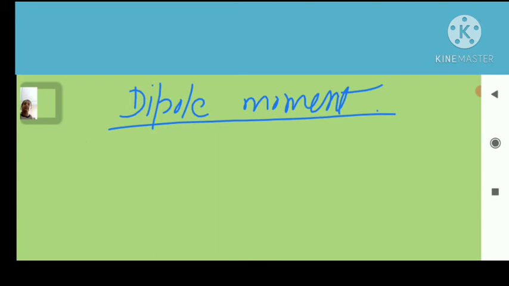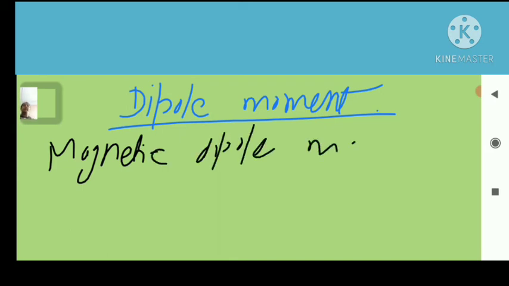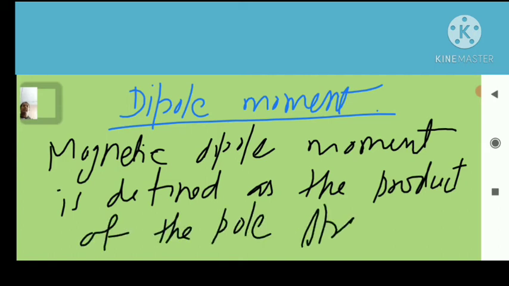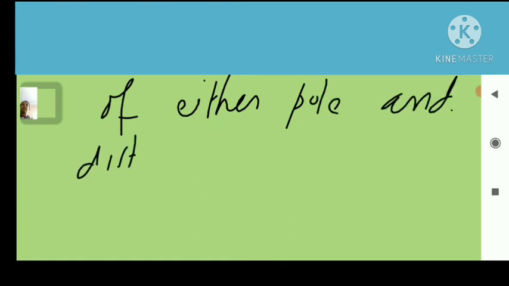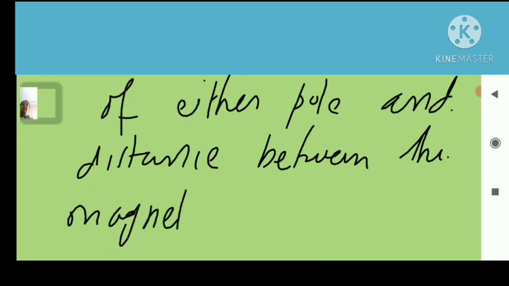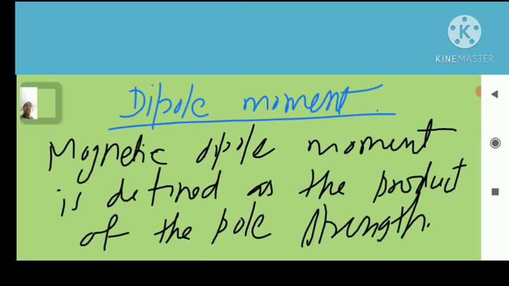So the magnetic dipole moment is defined as the product of the pole strength of either pole and the distance between them, the distance between the magnetic poles. This is a complete definition of dipole moment.